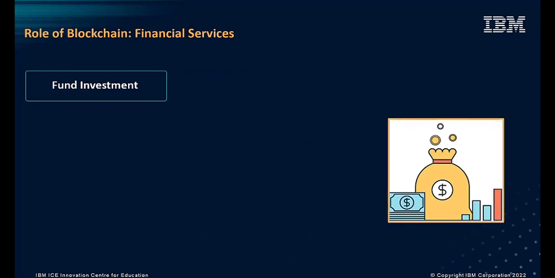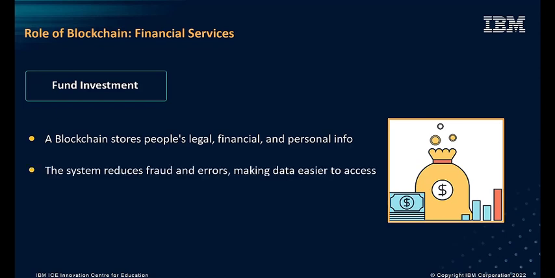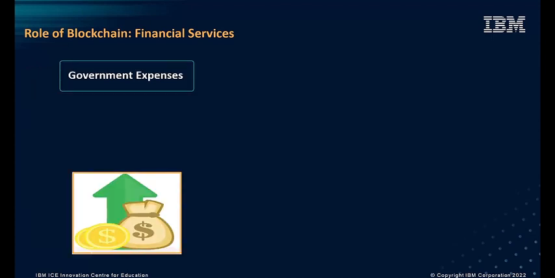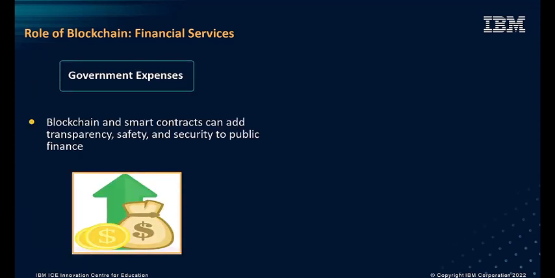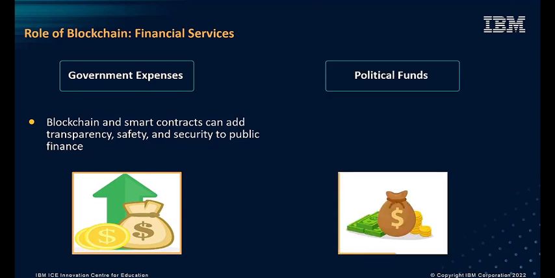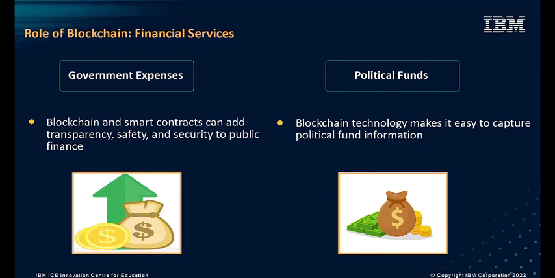Fund investment. A blockchain stores people's legal, financial, and personal information. The system reduces fraud and errors, making data easier to access. Transparency in fund investments is possible with blockchain. Government expenses. Blockchain and smart contracts can add transparency, safety, and security to public finance, and blockchain in finance will boost efficiency. Political funds. Blockchain technology makes it easier to capture political fund information.